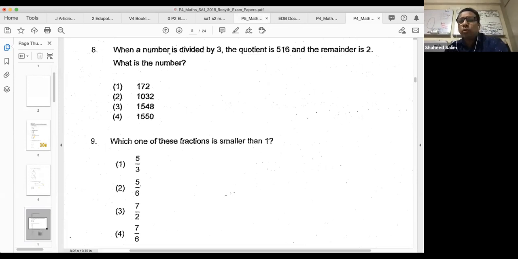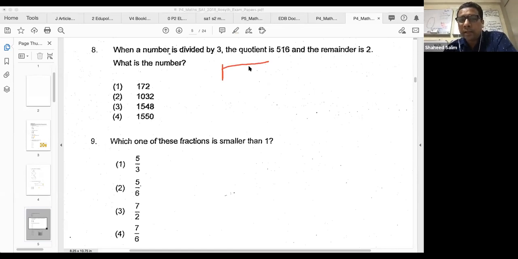Okay, so down here, how to do this one? You know how to do lah. You try to do. You do this one. Come on, come on. You know how to do this one. They say the quotient is 516. You divide by 3. You want to find what's the number. The remainder is 2. You know how to do. Come on, come on, come on.